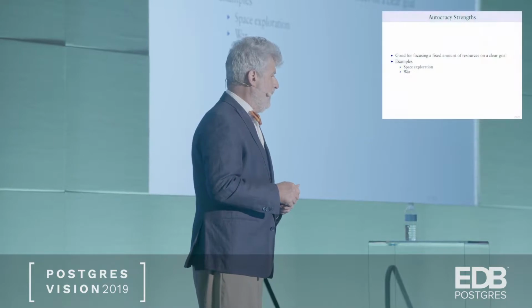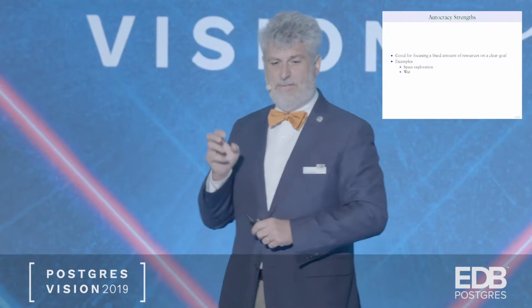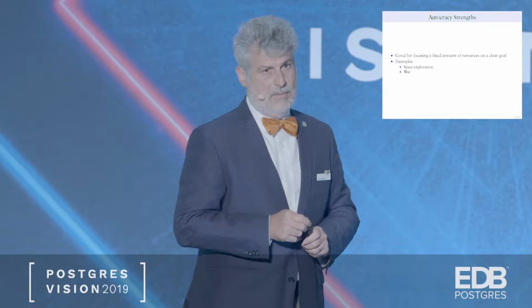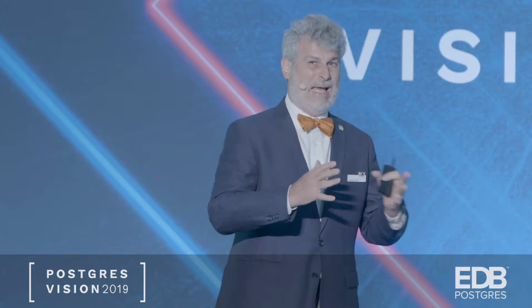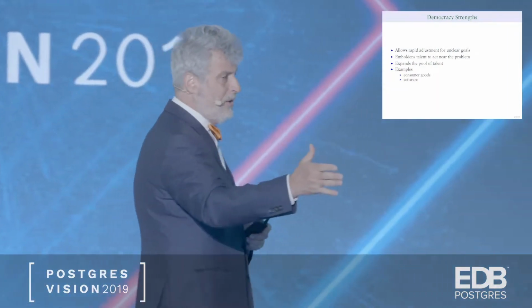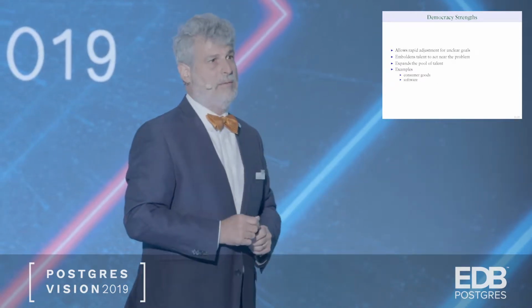So let's talk about the strengths and weaknesses of each structure. Autocratic structures are really good at focusing a fixed amount of resources on a clear goal. Okay? Now there's two qualifiers in there. The idea that the resources are fixed and that the structure of the government really doesn't influence what size of the resource. It's a fixed thing. And secondly, the goal is clear, which means you've defined the goal, you know exactly where you're going, and you don't have to adjust the goal as you're going. You kind of know where you're going, okay?